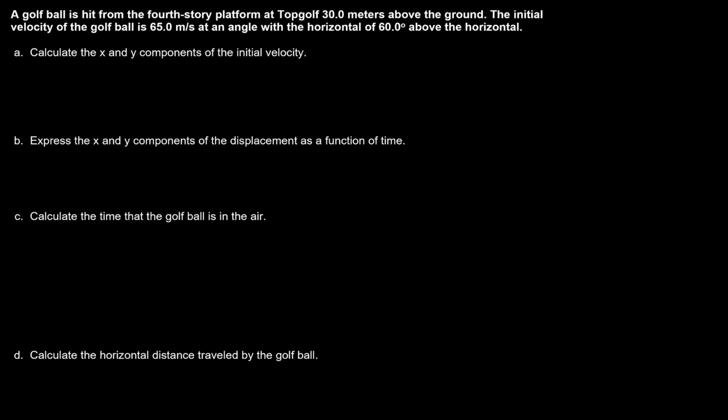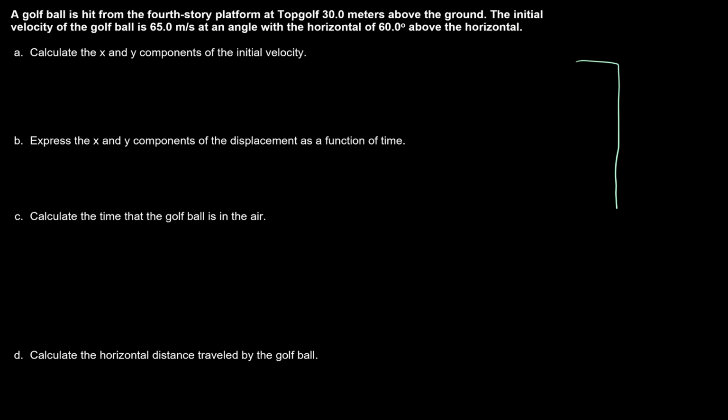In this video, I'm going to go over one of the questions on the homework that I had. So for problem number 38, we have a golf ball hit from a 4-story platform at TopGolf, and it's 30 meters above the ground. Okay, and we have an initial velocity.